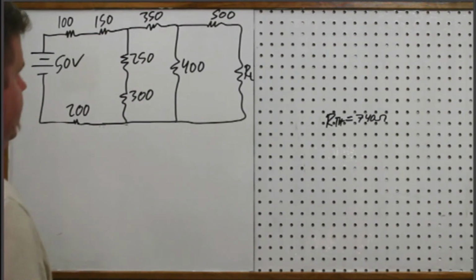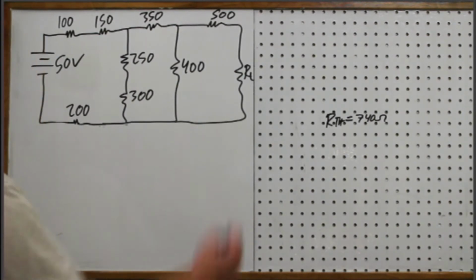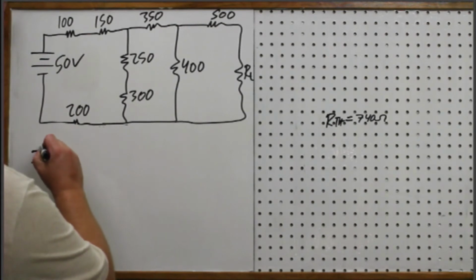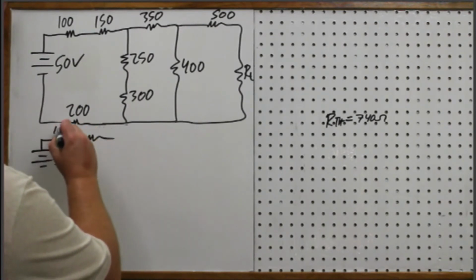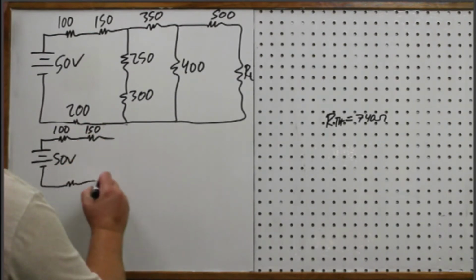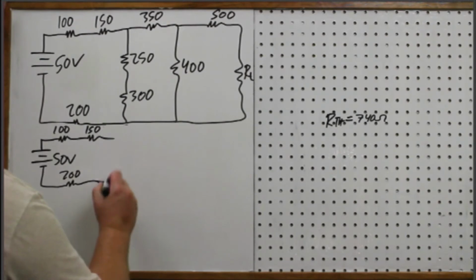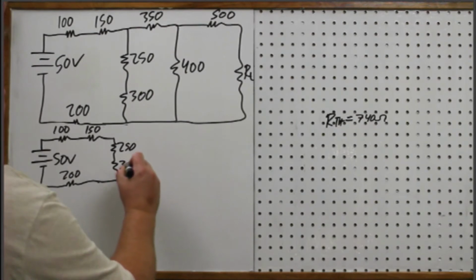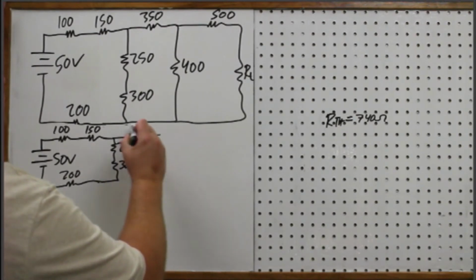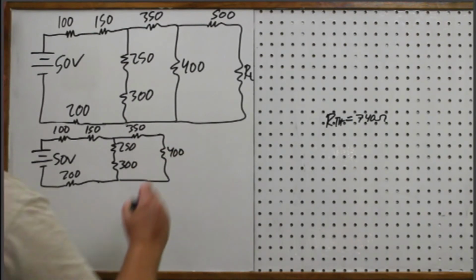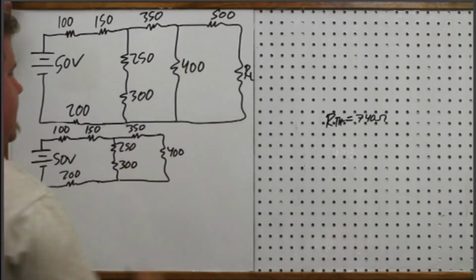Excuse me, I'm going to open this up over here. Okay, so I've got 50 volts, 50, 200, 250, 300, 350, 400. Okay, now remember, this is a hanging resistor.